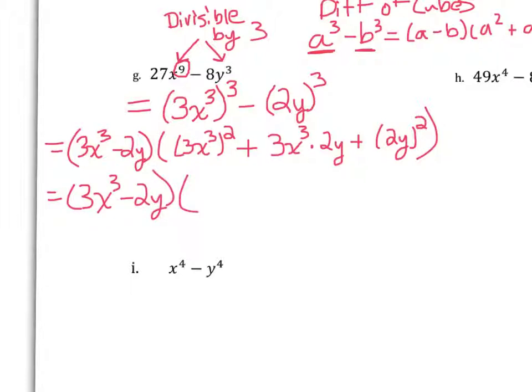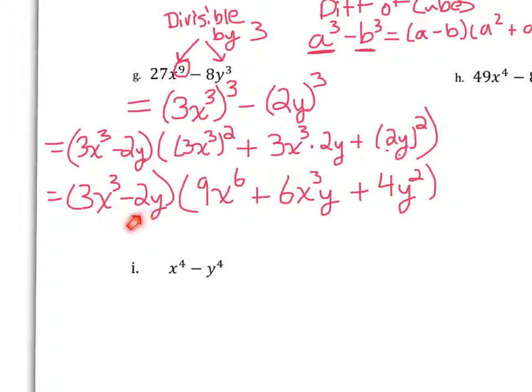And in the other parentheses, 3 squared is 9, and if I square the x cubed, remember you multiply those exponents, so I get x to the 6th, plus 6x cubed y, plus 4y squared. All right, you square the 2, square the y, and you get the y squared. And that is factored completely.